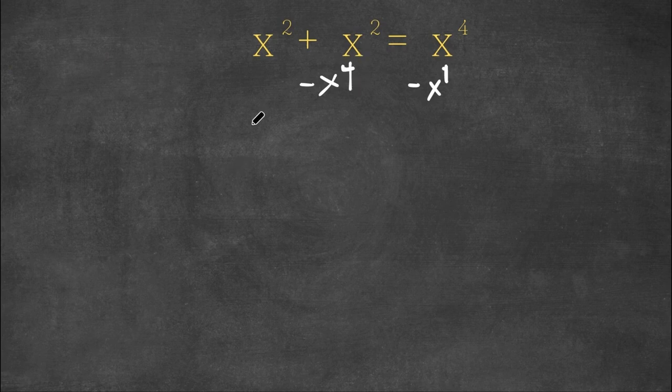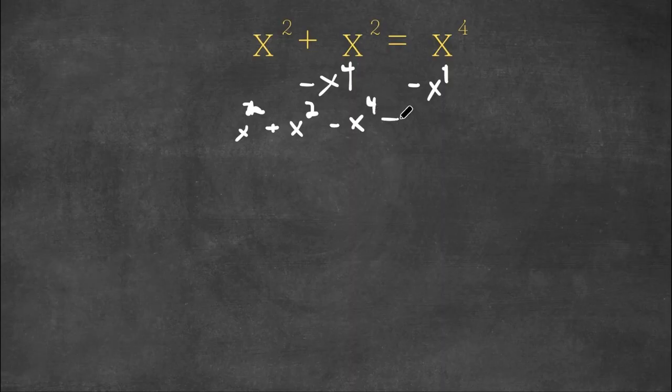So now we have x squared plus x squared minus x to the power of 4 is equal to 0. Now what I'm going to do is I'm going to factor out the greatest common factor of all these terms, which is actually x squared.